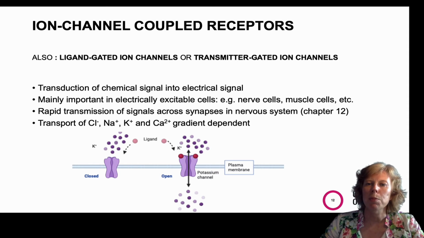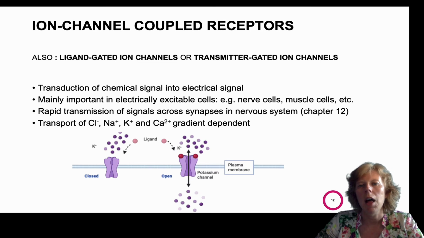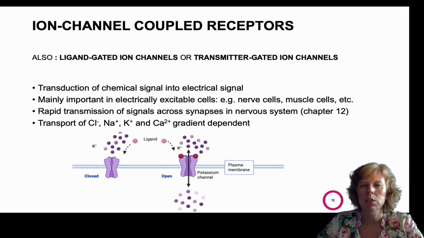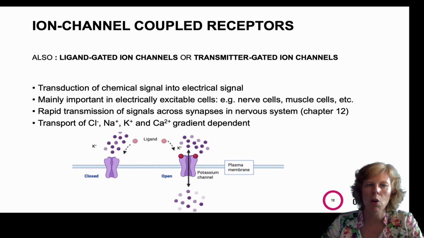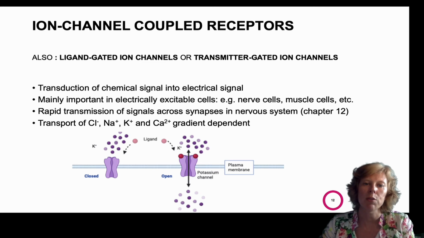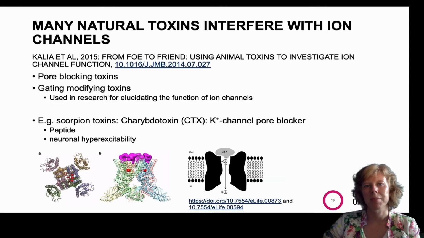These receptors are responsible for the rapid transmission of signals across the synapses in the nervous system. When a neurotransmitter in the synapse binds an ion-coupled receptor, the receptor alters its conformation, thereby opening a channel, allowing for transport of specific types of ions, like chlorine, sodium, potassium, calcium, or combinations of ions. Depending on the electrochemical gradient, the ions rush in or out of the cell, creating a change in the membrane potential in milliseconds.